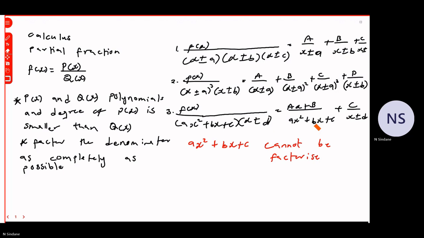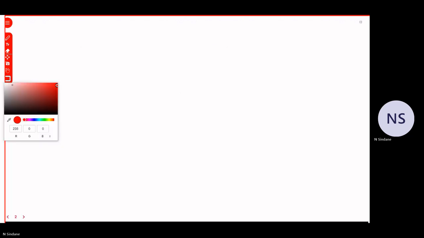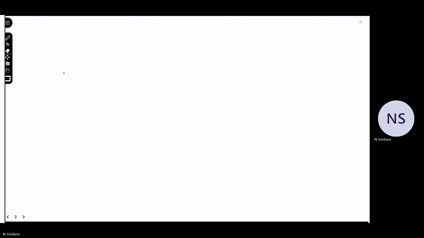Okay, let's see if I have an example here. Let me just go to the next page and do this example on the next page. Say you are given x plus 7 divided by x squared minus x minus 6. You want to split this into partial fractions.